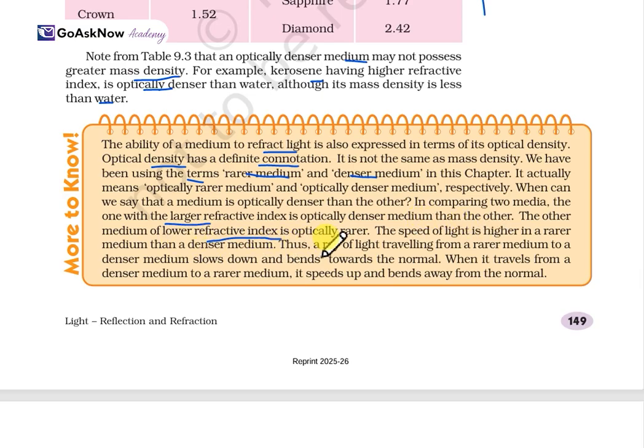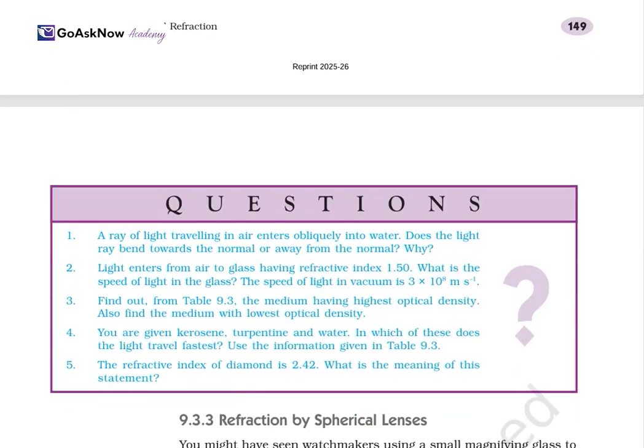Thus, a ray of light traveling from the rarer medium to the denser medium slows down and bends toward the normal. When it travels from the denser medium to the rarer medium, it speeds up and bends away from the normal. So this is about optically rarer and denser media, and what will happen when there are different kinds of media.